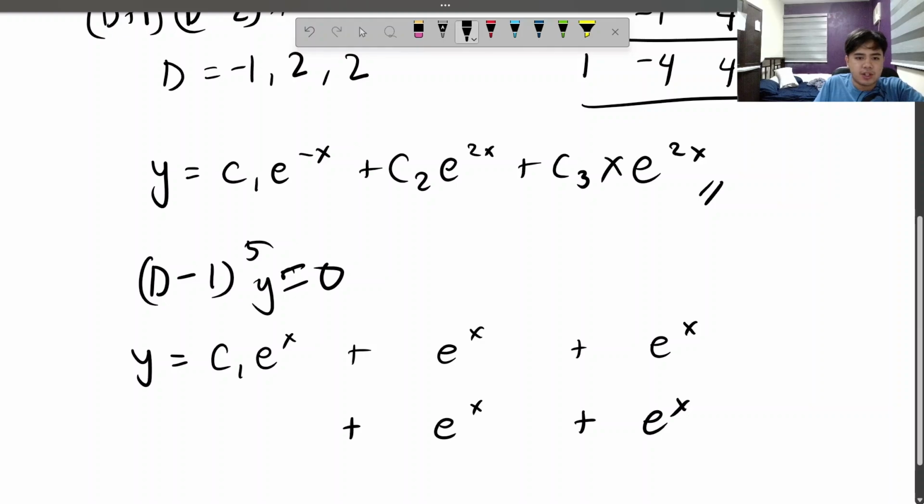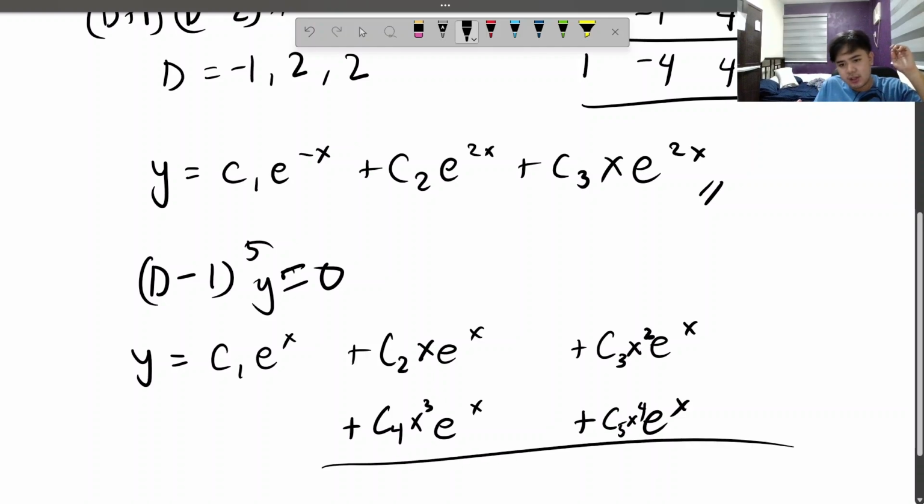Okay, so C1 e to the x, no change. So C2, and then we have to multiply it by x since it needs to be different from here. And then here, you need to multiply by x squared. And here, x cubed, and here, x to the 4. So that's how you perform that.